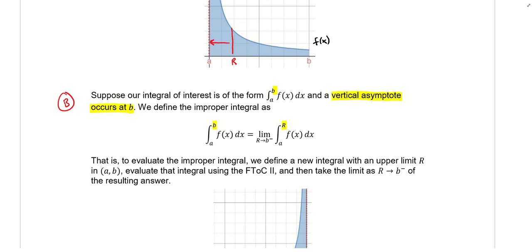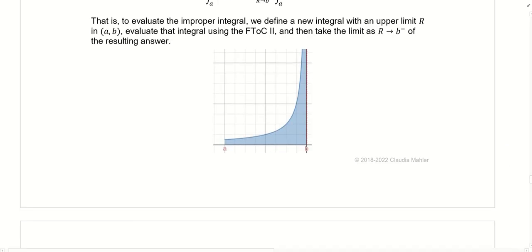Okay, so it's the same idea. It's just now, when we look at our graph of f of x, the vertical asymptote is occurring at b. So we pick a replacement for b. We call it r. Let's say it's here. Let me move it over a little bit. So now I can integrate from a to r using the evaluation theorem, no problem. And then at the very end, I take the limit as r goes to b from the left. Because again, I want r to be something chosen as a placeholder between a and b.